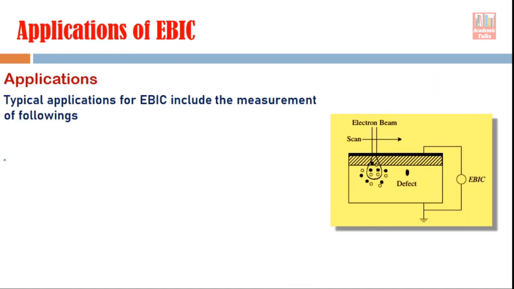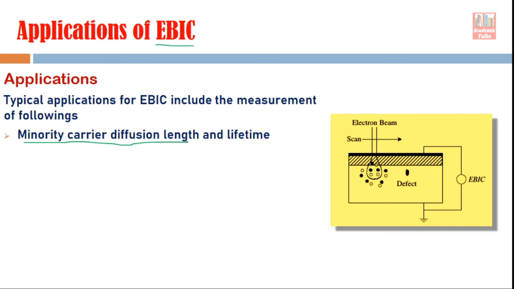Now, what are the applications of the electron beam induced current technique? Typical applications, I think most things we have already covered, so we are just summarizing what kind of information we can get from this technique. One particular piece of information is the minority carrier diffusion length and lifetime. I told you that the current which flows depends on the carrier lifetime, because the carrier concentration in the semiconductor is decided by the lifetime of the carrier.